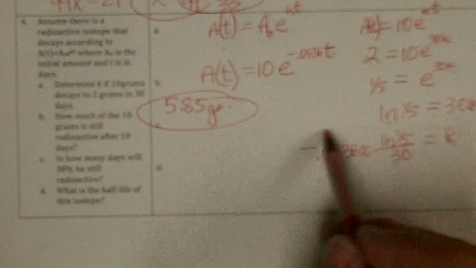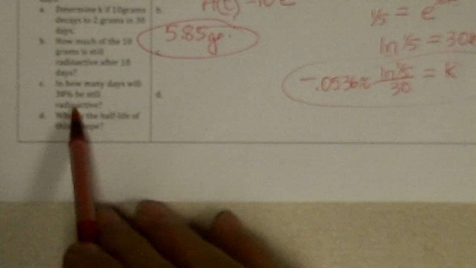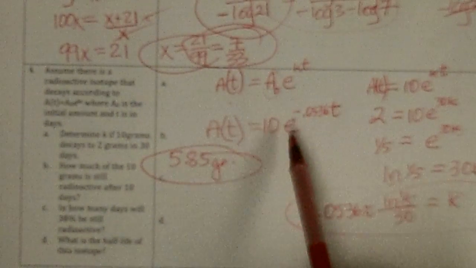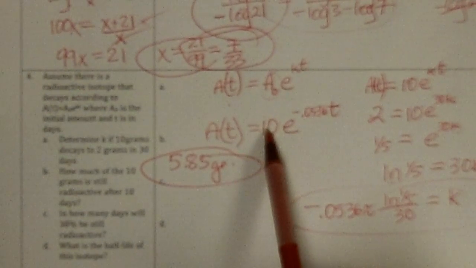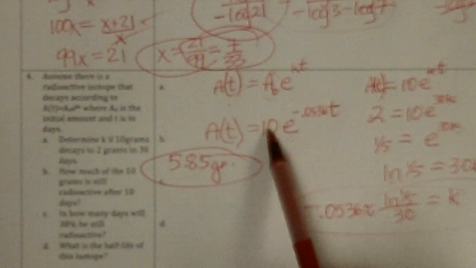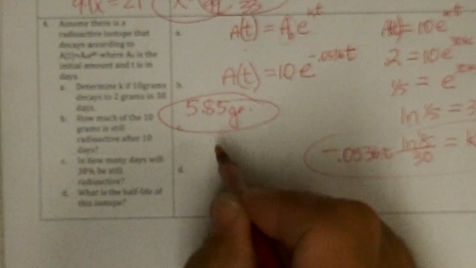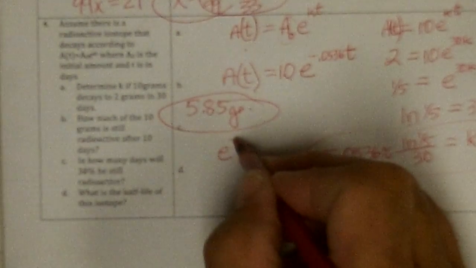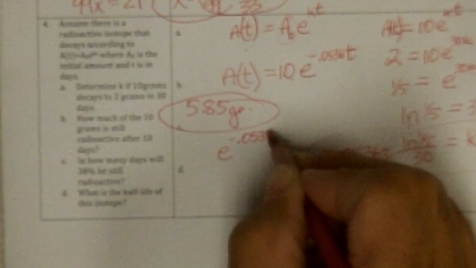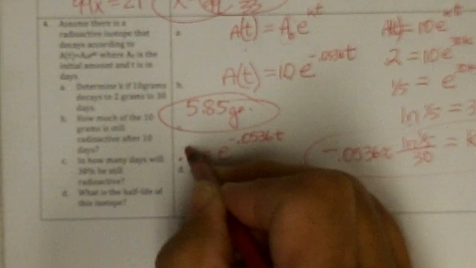C, in how many days will 30% be still radioactive? Well, 10 times, this would have to be 30%. 30% of the 10 would be how much is left. So I got to make e to the negative 0.0536 t equal 30%, which is 0.3.